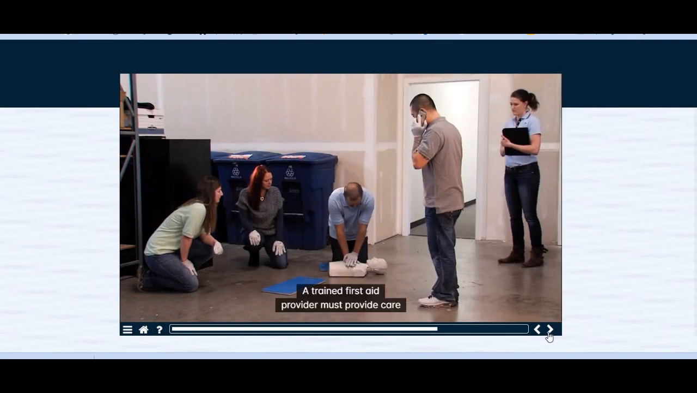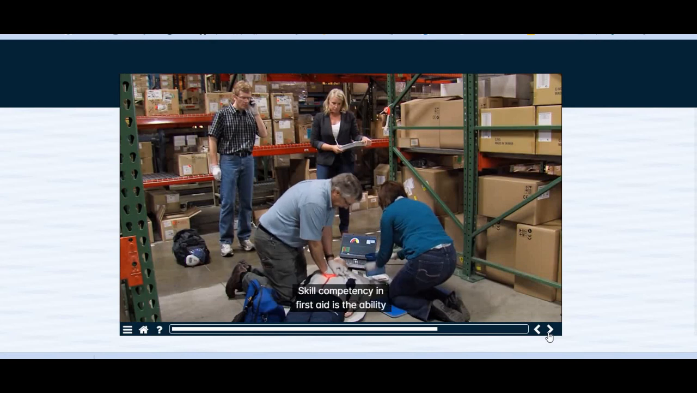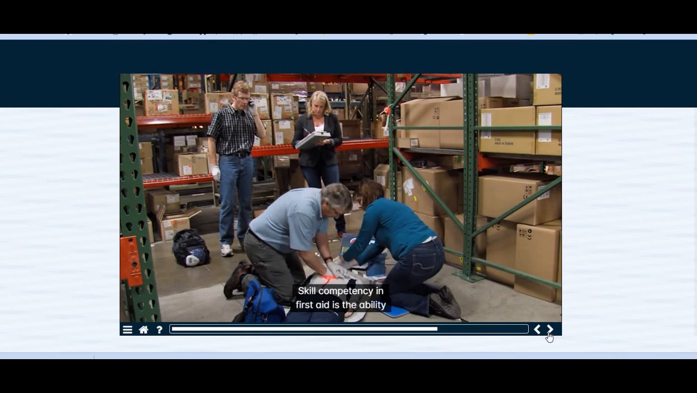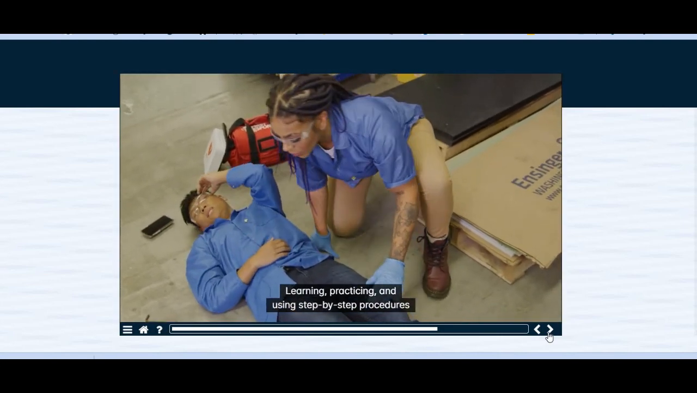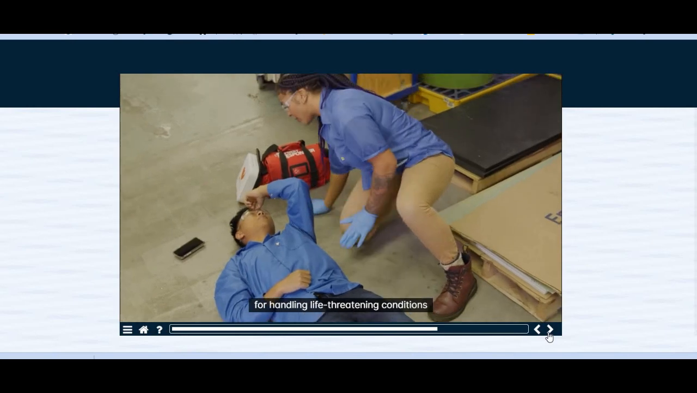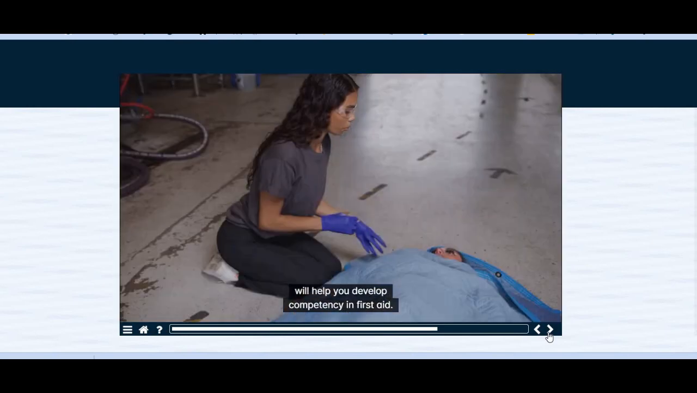A trained first aid provider must provide care using appropriate skill competencies. Skill competency in first aid is the ability to use first aid knowledge and skills confidently and effectively. Learning, practicing, and using step-by-step procedures for handling life-threatening conditions will help you develop competency in first aid.